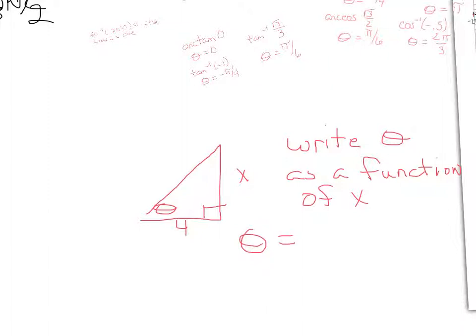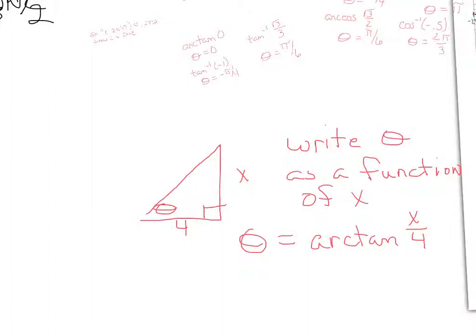If we're using inverse trig functions, what trig function would we have here? We have this side and this side. So theta is equal to the arctan, or the inverse tan, of what? What is the tangent of theta? x over 4. That's all it's asking you to do. You've got a right triangle. Some of your sides will be labeled, and you'll be asked to write theta using inverse trig functions.